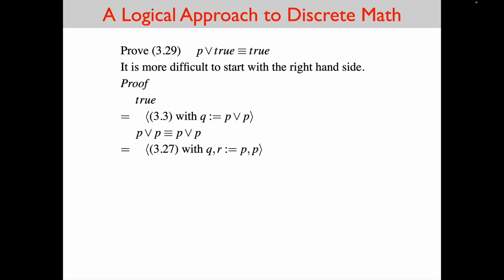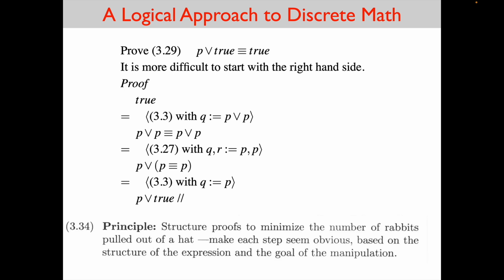The next step would be 3.27 with Q and R replaced by P and P, which would be P or P equals P. And then we would use 3.3 with Q replaced by P, and we would get P or true. And that is a valid proof, but that would be very difficult. You see, it's easier to start with something more complicated and simplify it than it is to start with something simple and complicate it, because you have to complicate it in the direction of the more complicated side.